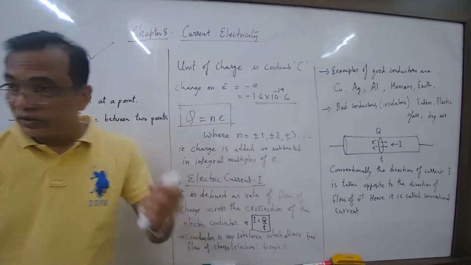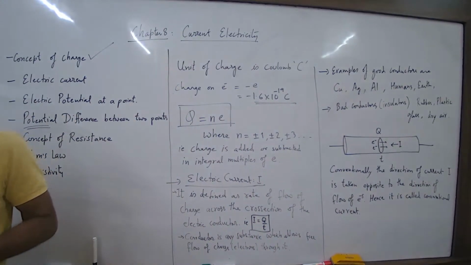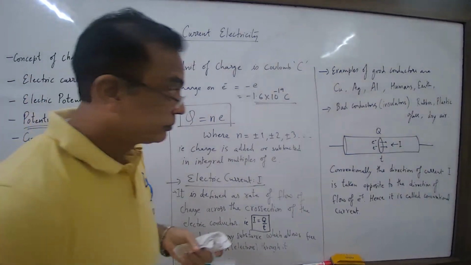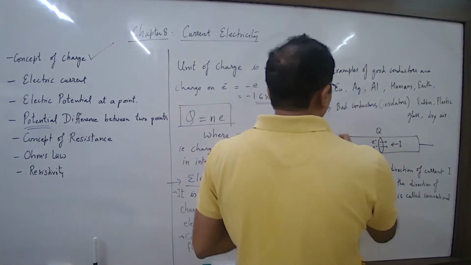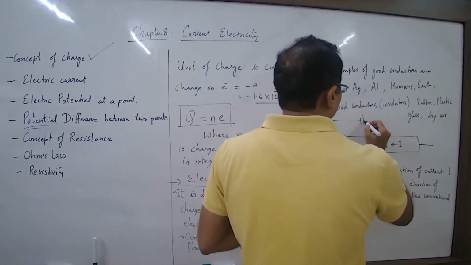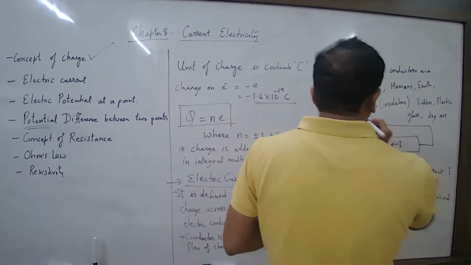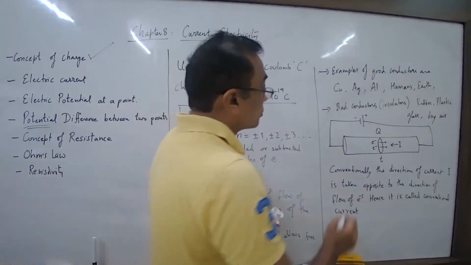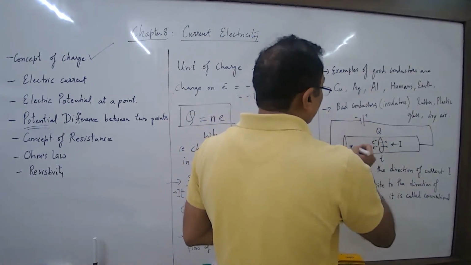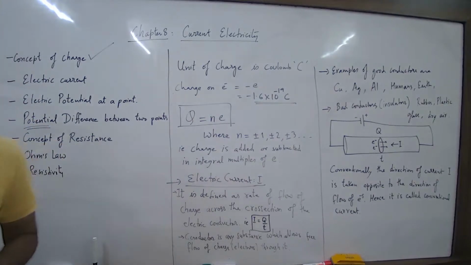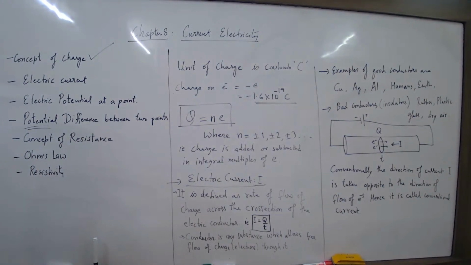Now, if I take a piece of conductor, will current start flowing in it on its own? No. What should we do? We should attach a cell, right? Like this. Okay, so this is the negative terminal. So what will it do? You know that like charges repel each other and unlike charges attract each other.